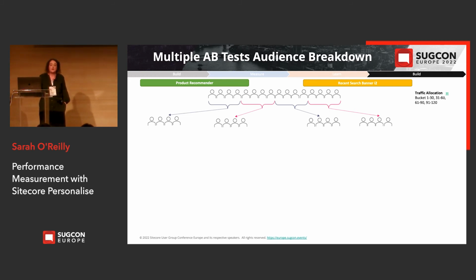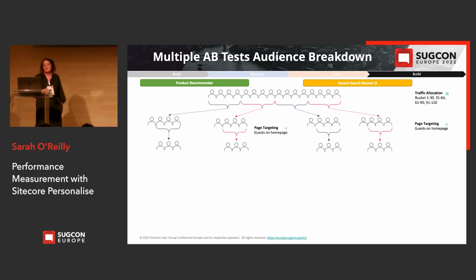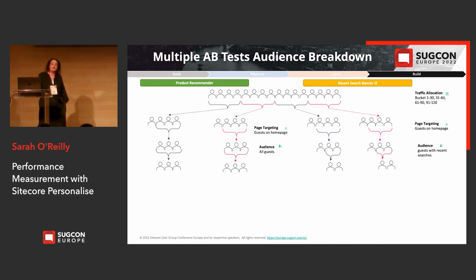So once we've done this and our customers are split up, we can then, as part of the same process, do page targeting. We're just going to target customers that are on the home page for both of these. For one of these, the audience is going to be all the guests. For the other, maybe the audience is going to be the recent searches again, same as we had last time. Then we're going to do decisioning. So decisioning for our product recommender is going to decide what is the recommended product for this particular customer. And the decisioning for the recent search banner, iteration 2, is again going to be what is their recent search, with our updated logic, okay?